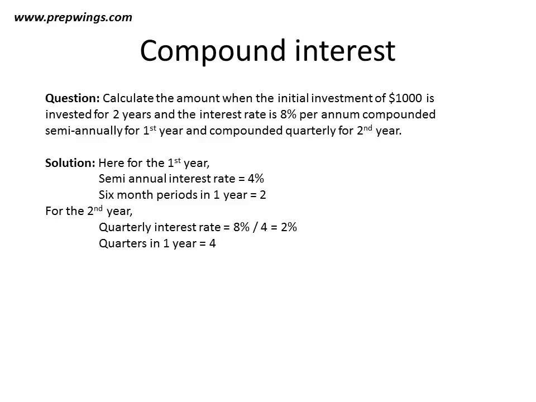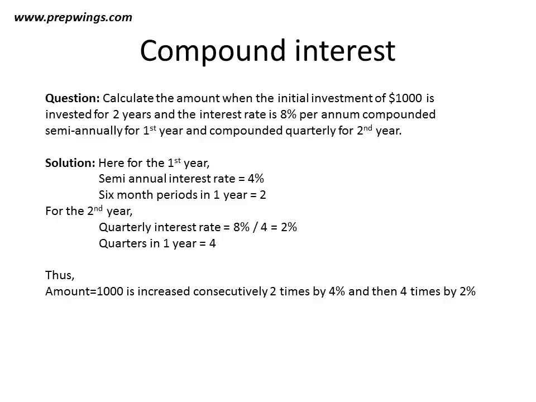Okay, so now to find the amount, we'll directly increase the principal, which is $1,000, consecutively 2 times by 4%, because the semi-annual interest rate of 4% applies for 1 year. So it is increased consecutively 2 times by 4% and then 4 times by 2%. Because in the second year the compounding happens quarterly, the quarterly interest rate of 2% is applied for the second year. And the second year has 4 quarters, so we have to increase that 4 times.